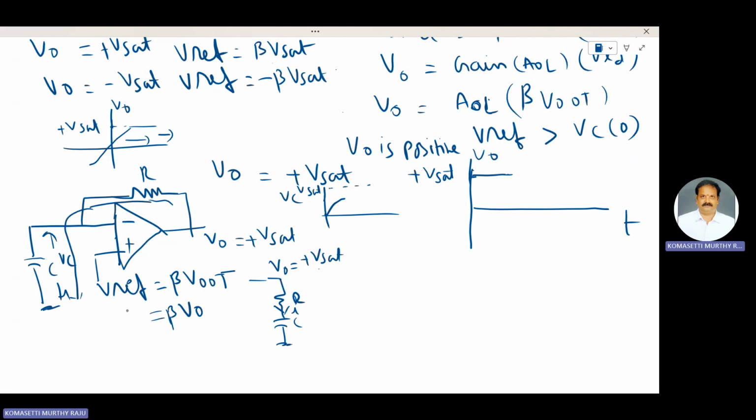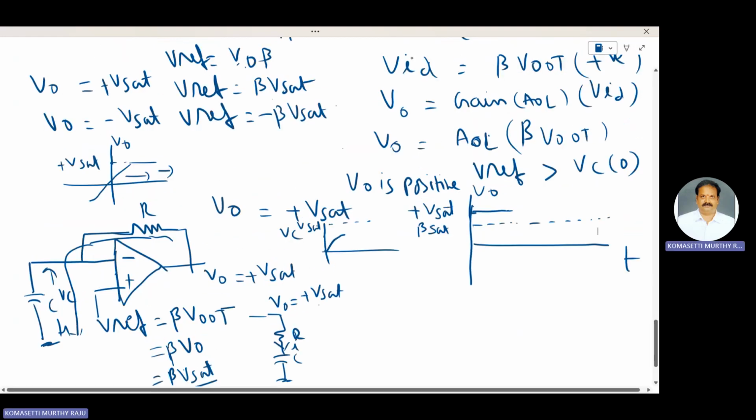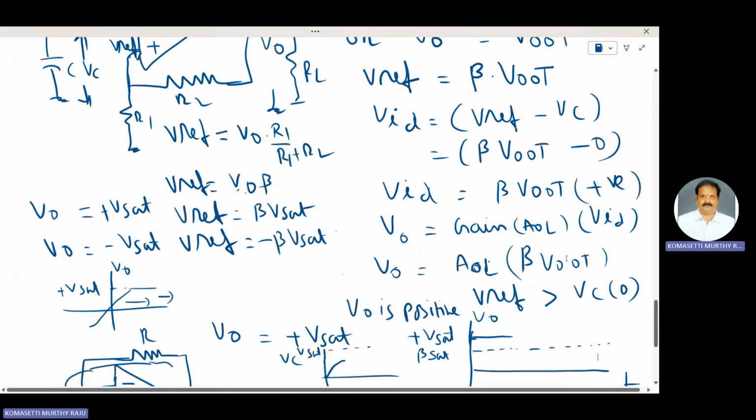Compare VC with the V reference voltage. Here the V reference voltage is beta times V naught, that is beta V set. Beta V set is somewhere here, this dashed line. Initially, the capacitor voltage is 0. Here, VC is equal to 0.